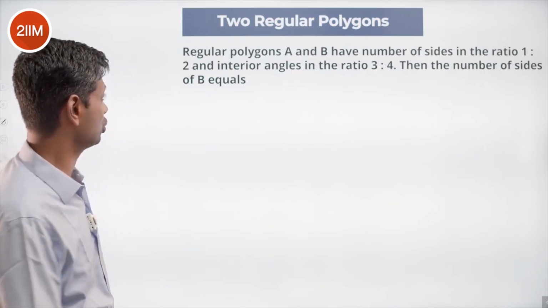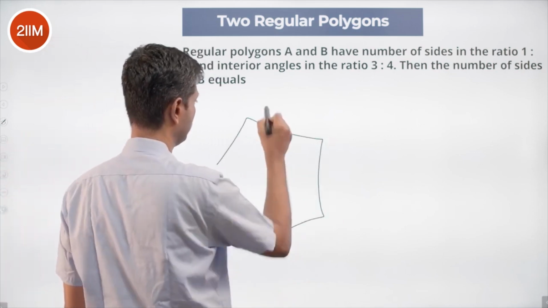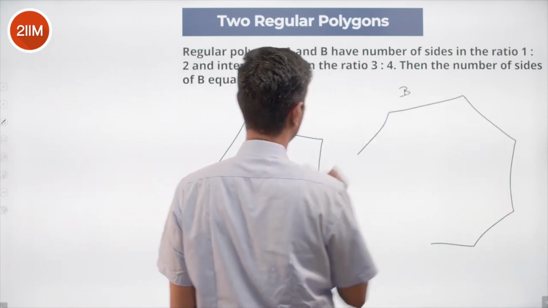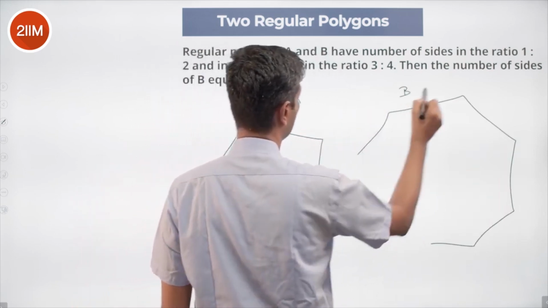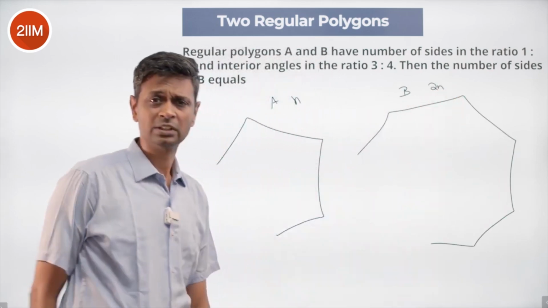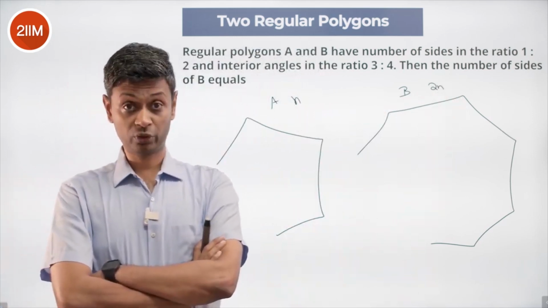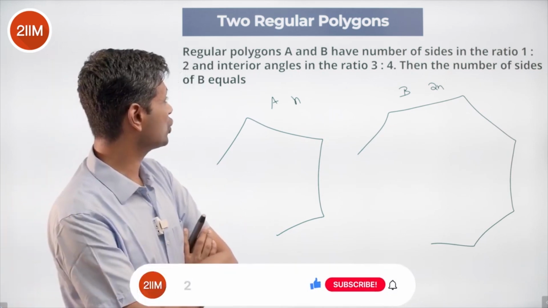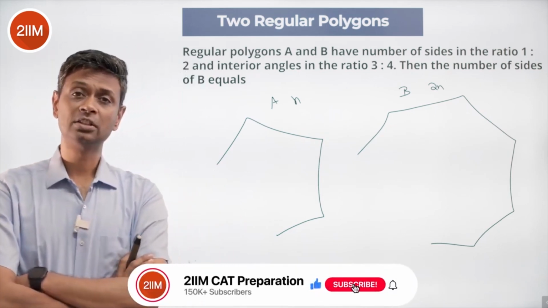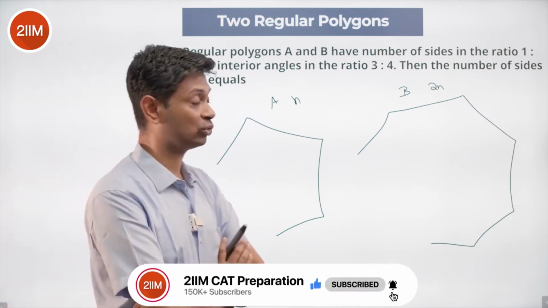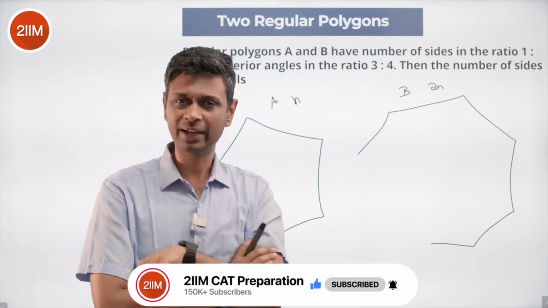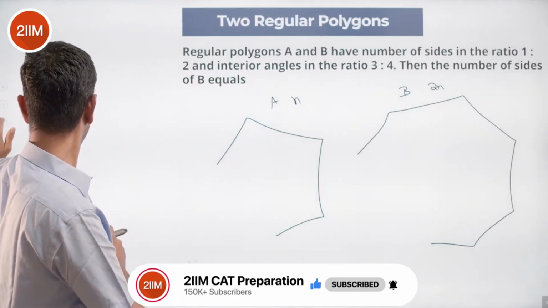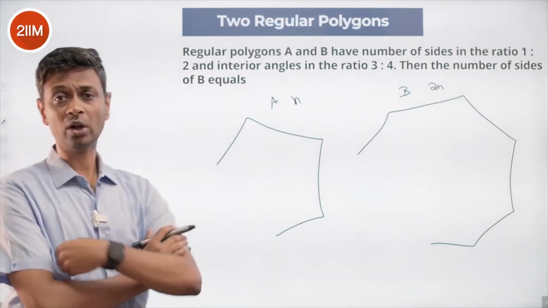Regular polygons A and B have sides in the ratio 1:2. Interior angles in the ratio 3:4. This is A. This is B. Let's say A has n sides. B will have 2n sides. The sum of interior angles of a polygon of n sides is 180 times (n minus 2). So the value of each interior angle is in the ratio 3:4. The sum of all interior angles divided by n will be each interior angle. Why? Because we're dealing with a regular polygon. A regular polygon is one where all sides are equal, all angles are equal.